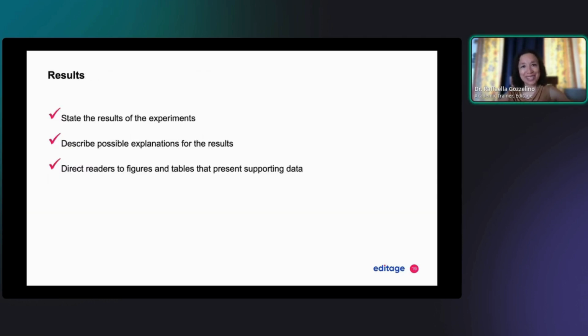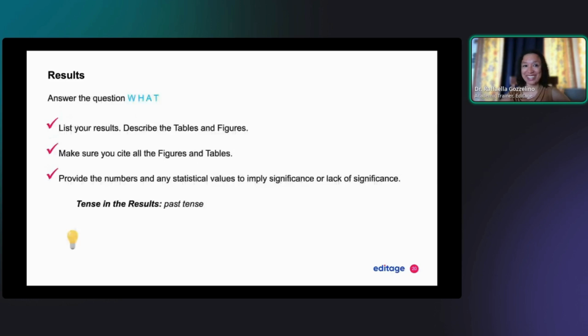And now we are coming to the core of our webinar, which is the results and the discussion. You need to state the results of the experiment, describe a possible explanation for the results, and direct the reader to figures and tables that present supporting data. My advice is to get all the results you would like to publish, and then try to see how you define the story in the best possible way before even starting to write it. The results answer the question, so what? So what did you discover?